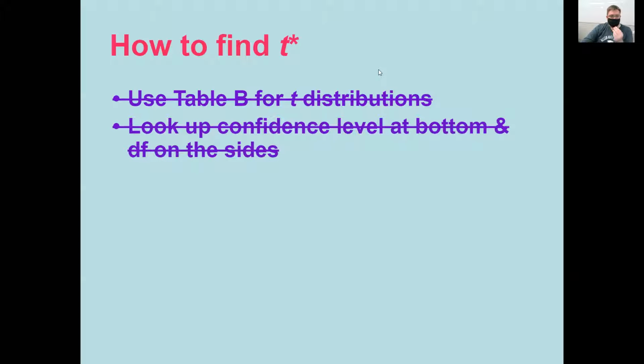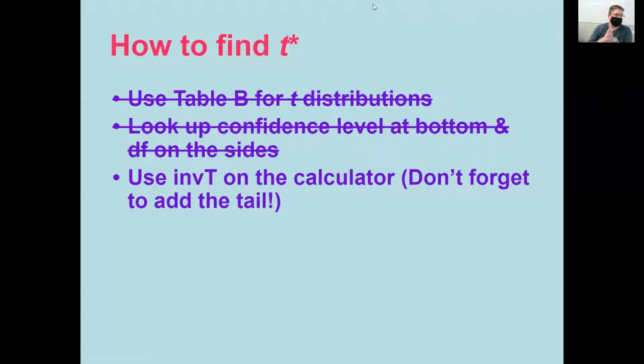You can also look it up at the bottom of the degrees of freedom on the sides. Again, we're not going to do that. We got fancy calculators, so we're going to use option number 3, inverse t. All right, we're going to have to add back in the tail on the left side every time we do this. If we don't, we're going to be at the wrong percentage. So I'm going to show you guys how to do that carefully.